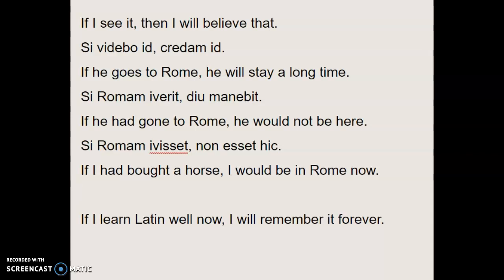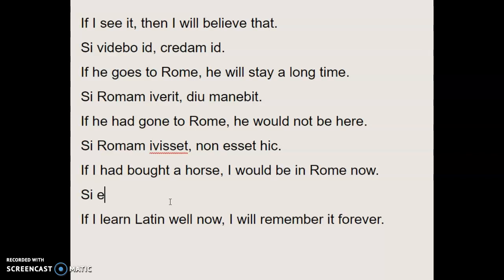So, let's look at two other sentences. If I had bought a horse, I would be in Rome now. So we've got the same kind of thing. "I would be in Rome" is contrafactual, and we have our "now" word indicating this really present idea. Present contrafactual in the second part. If I had bought a horse, past contrafactual in the first. So past contrafactual uses pluperfect subjunctive.